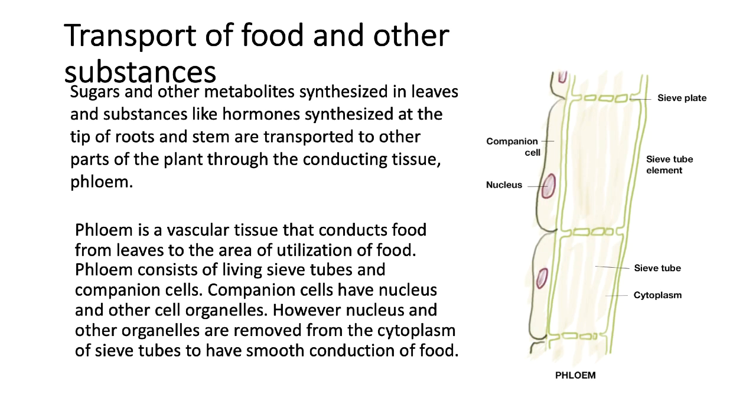Sugars and other metabolites synthesized in leaves and substances like hormones synthesized at the tip of the roots and stem are transported in other parts of the plant through the conducting tissue, phloem. Phloem is a vascular tissue that conducts food from the leaves to the areas of utilization of food. Phloem consists of living sieve tubes and companion cells. Companion cells have nucleus and other cell organelles. However, nucleus and other organelles are removed from the cytoplasm of sieve tubes to have smooth conduction of food.